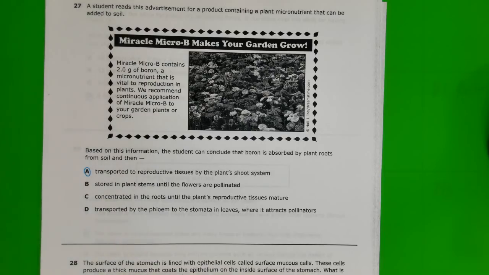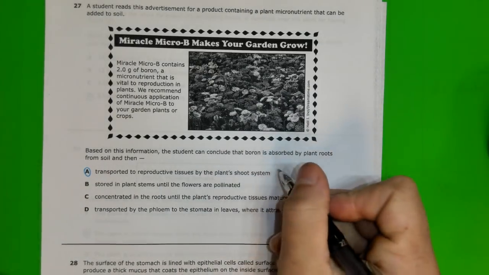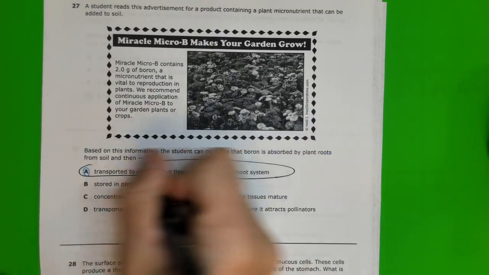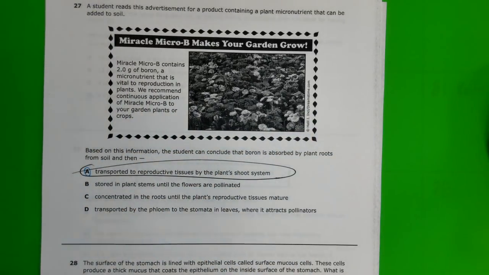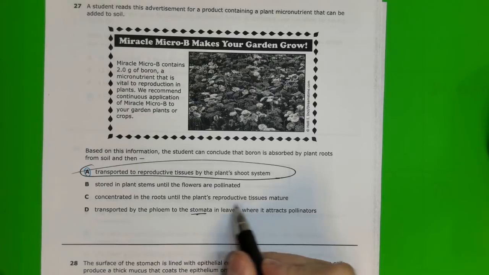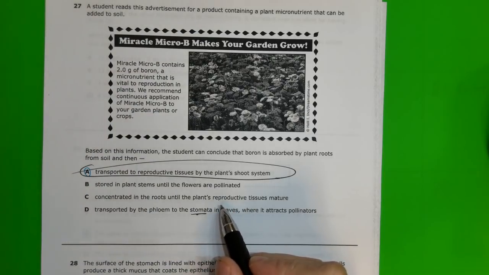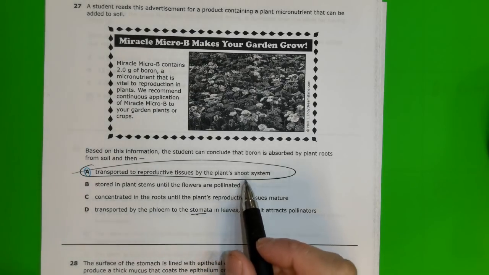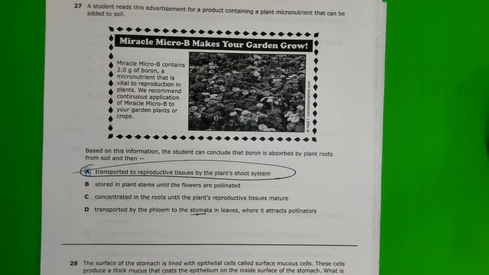Then it has to be absorbed by the roots, and then it has to get to the plant's leaves and stems and everything else. And the only way it can do that is by the plant's shoot system, or letter A. That's just one of those ones you kind of really have to know. Stomata is for gas exchange. Reproduction, it's going to make reproductive materials anyways, but the shoot system was going to make it bigger and is what's going to actually hold it up.